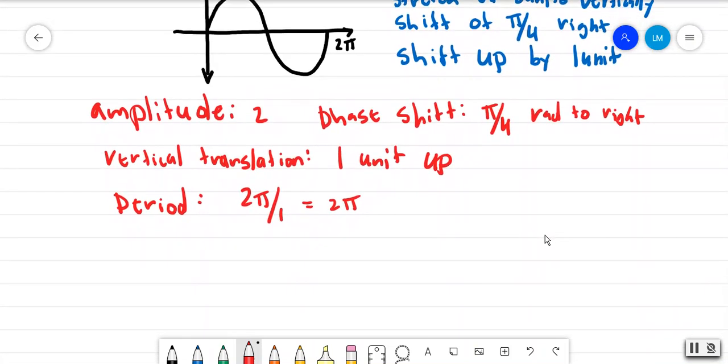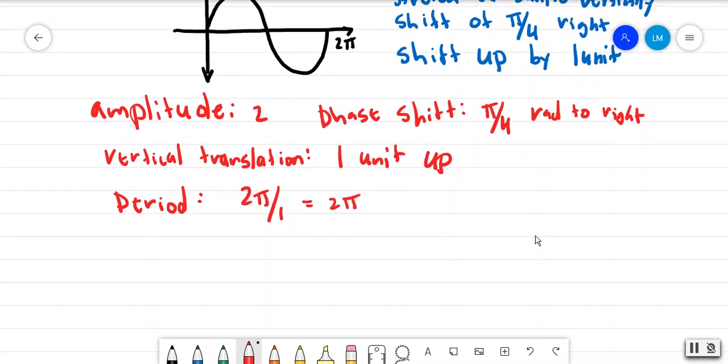Now, knowing that the period is 2 pi, you know that it moves in waves of fours, so that's going to be pi over 2. What that does is it tells you that your starting point is pi over 4, and then the next point is going to be 3 pi over 4, and so on. So if you want, you can do it like that.